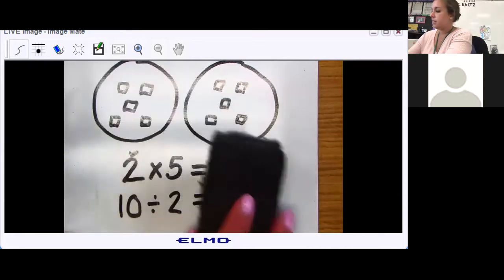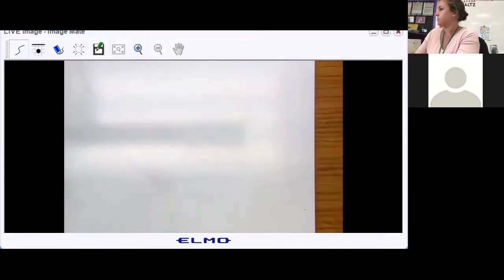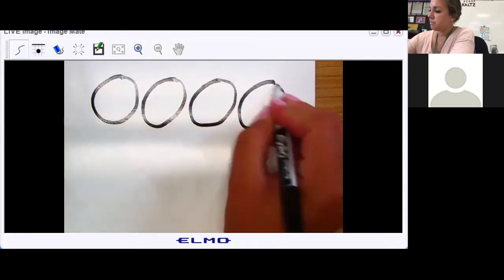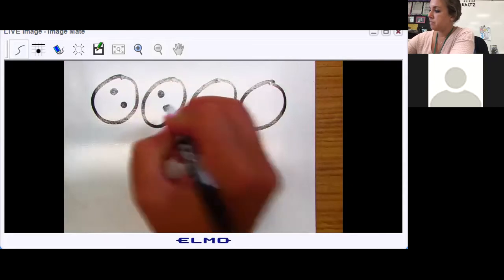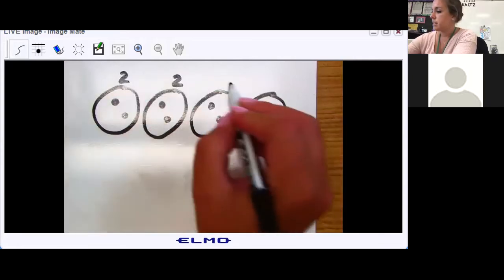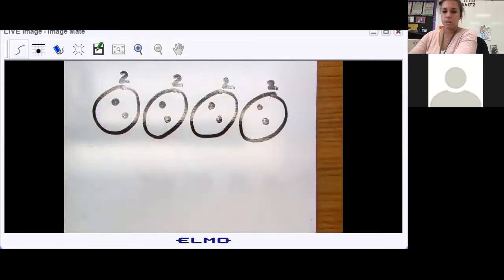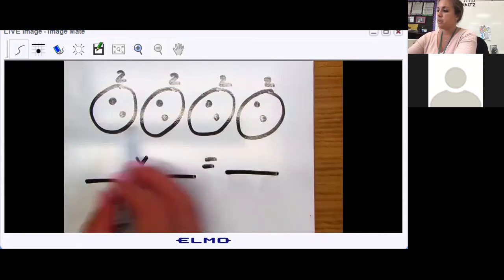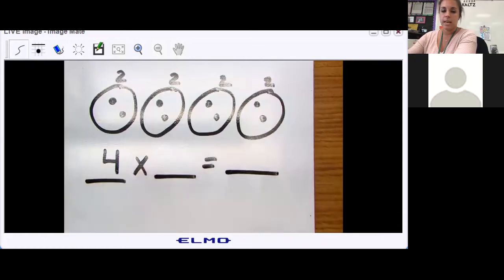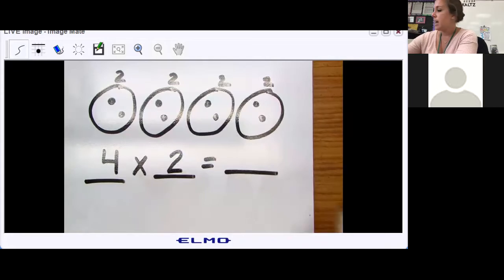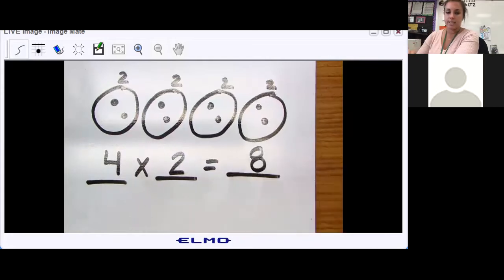Okay, let's try one more like this. Again, if you need to pause the video to catch up, you can. So I've got groups of 2. So first, let's write a multiplication equation. I start with the number of groups. I have 4 groups times how much is in each group, which is 2, and that equals 8.